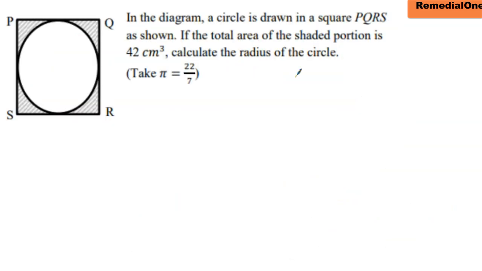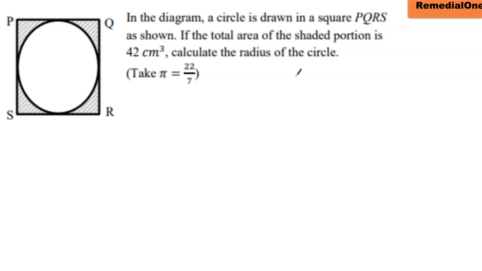So let's look at another one here. In the diagram, a circle is drawn in a square. You need to know all the shapes, the properties, the characteristics of the shapes: rectangle, square, circle, and all that. Here, be careful, it's not drawn to scale.